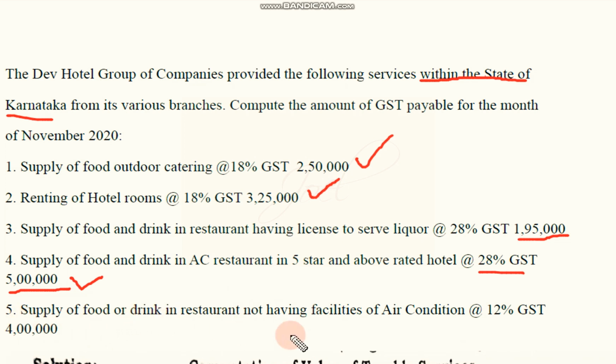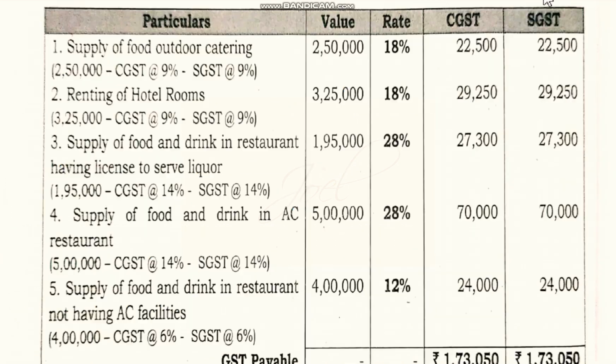Next, supply of food or drinks in a restaurant not having facilities of air condition. Now again it is a service, 4 lakh into 12% or 4 lakh into 6% and 6%. In that way you will solve the problem. Now we'll see the solution. So this is the solution.